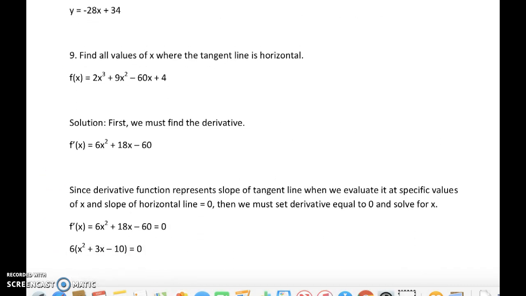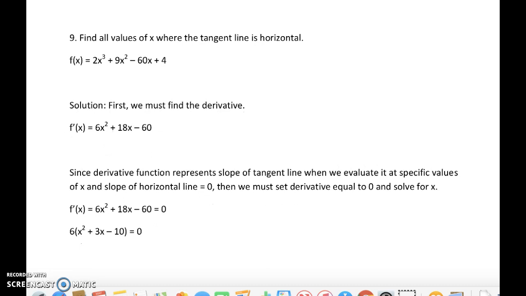So right now, for number 9, we want to find all the values of x where the tangent line is horizontal. And when a tangent line is horizontal, that means the slope is equal to 0.